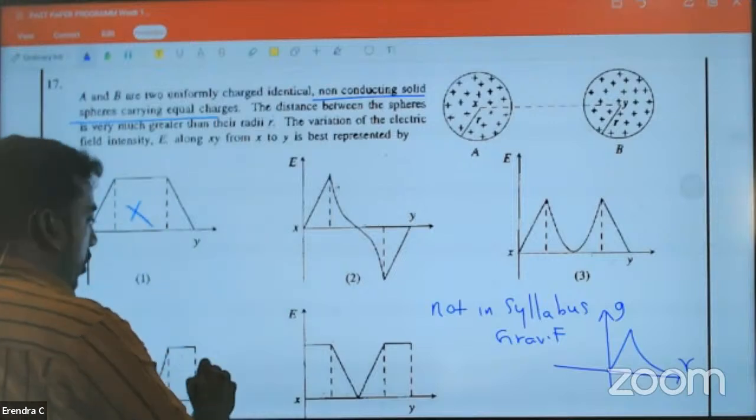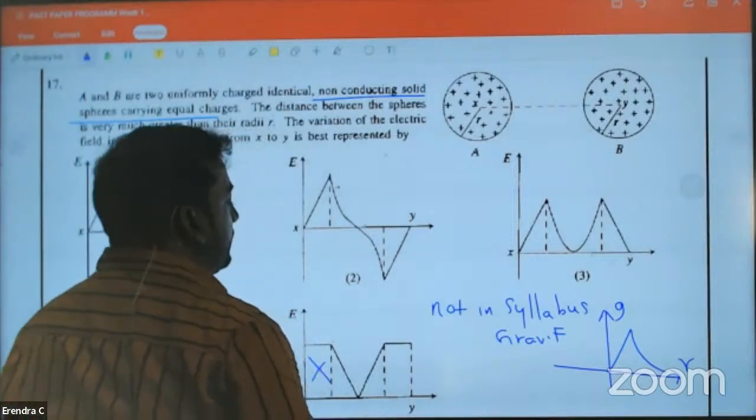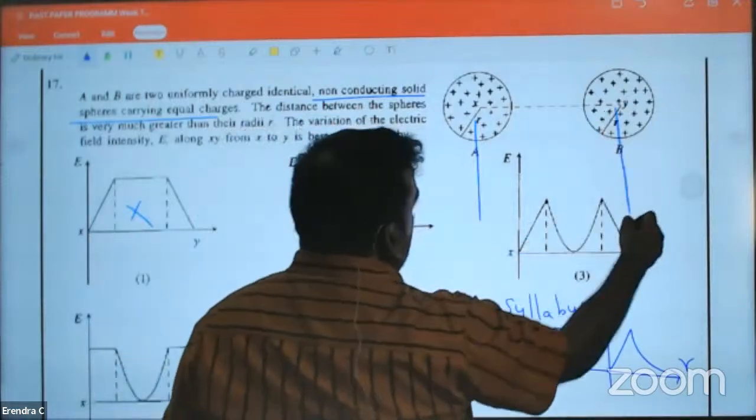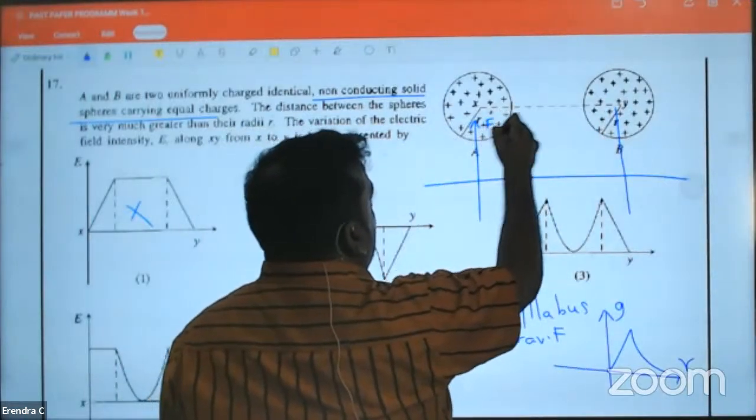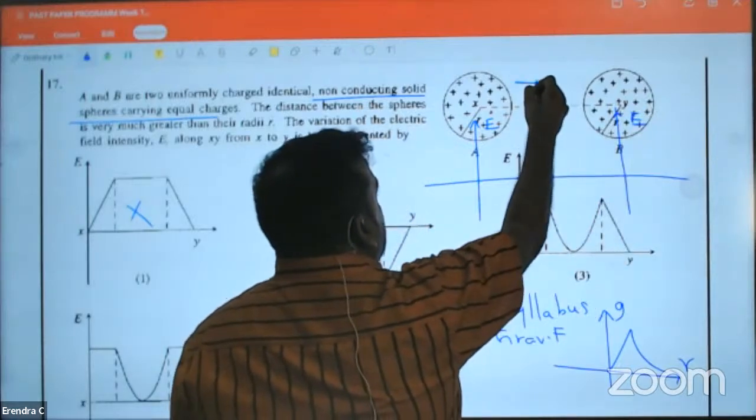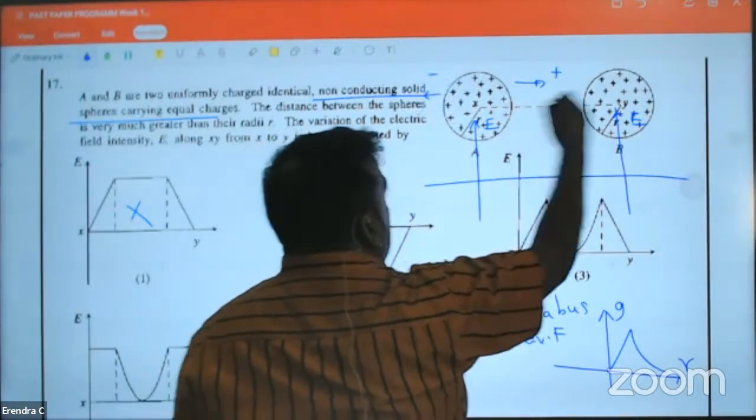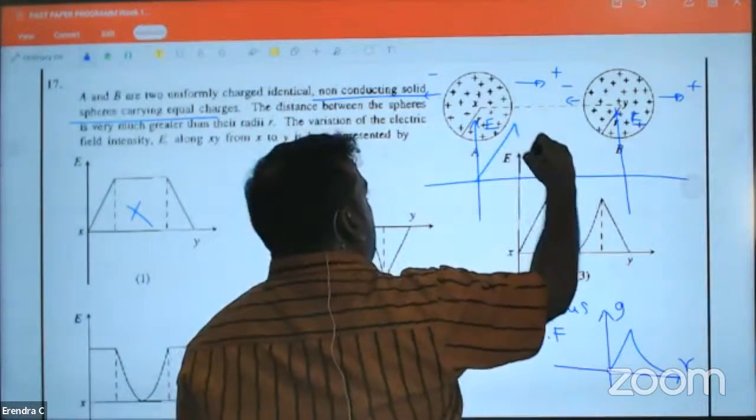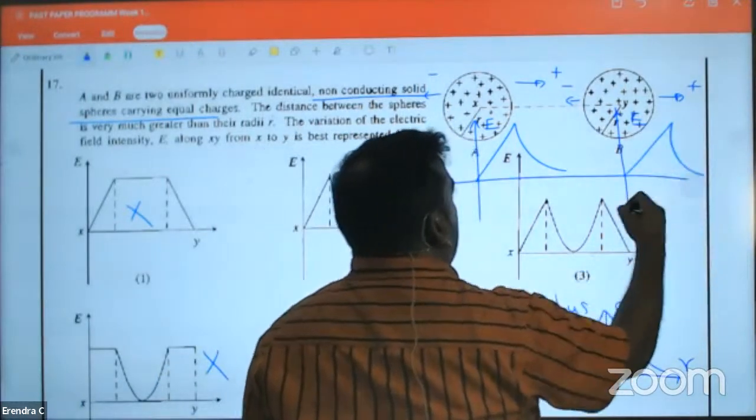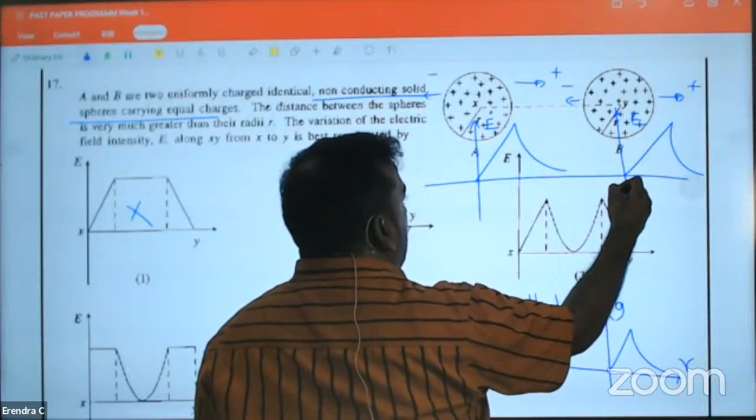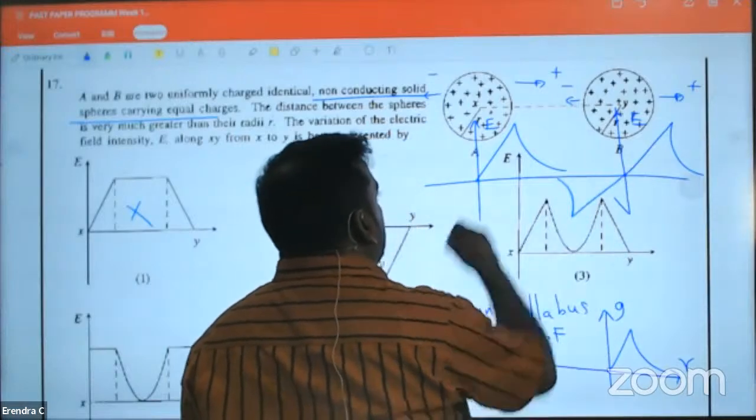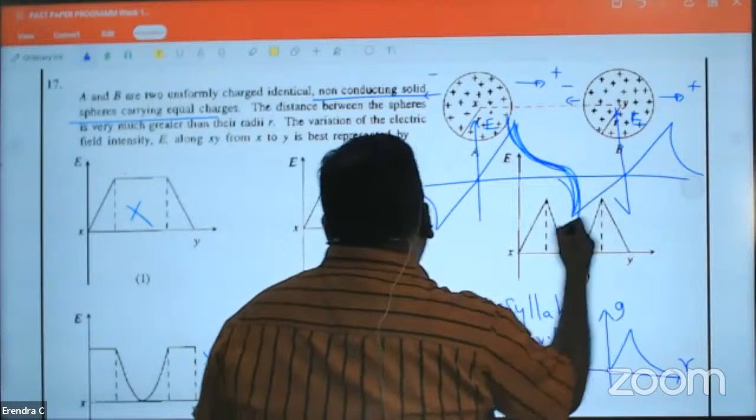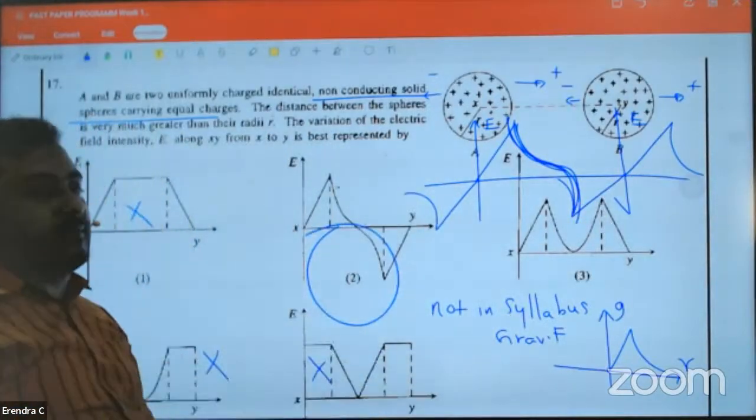From that you can see this is wrong, this is wrong, this is wrong. The only two options are this. If you put them together, electric field is a vector. This side positive, that side negative. So here, curve, positive curve, then negative side, straight line, curve. Straight line curves will meet somewhere. Meet somewhere means the most probable answer is answer number 2.